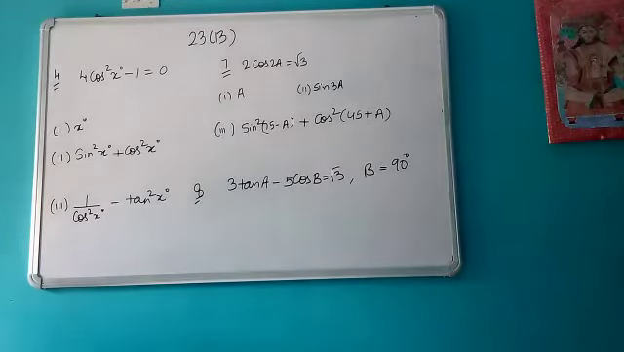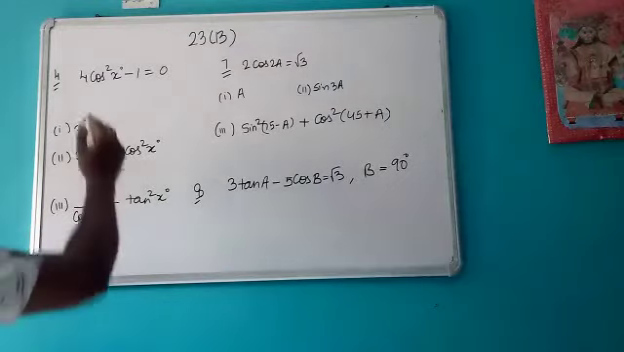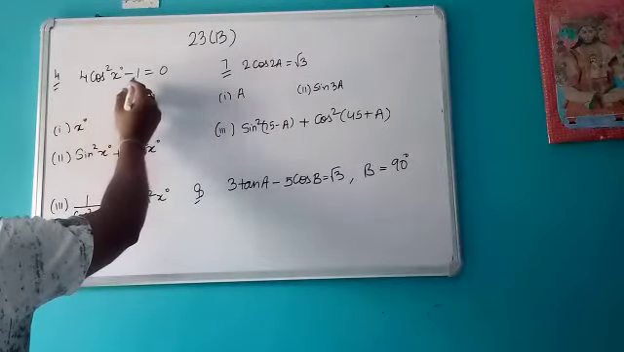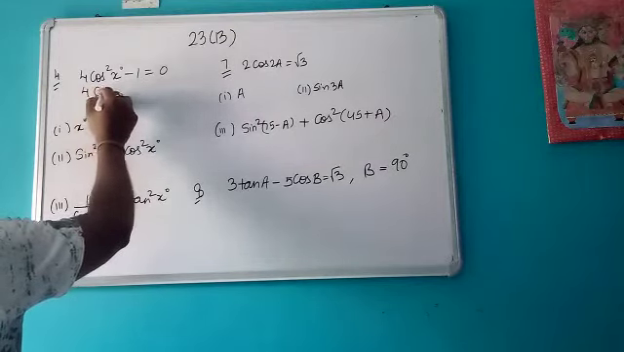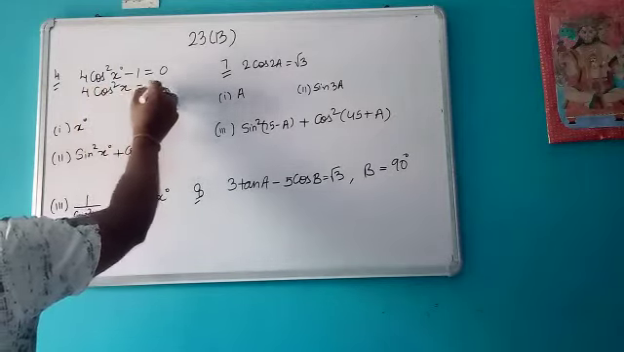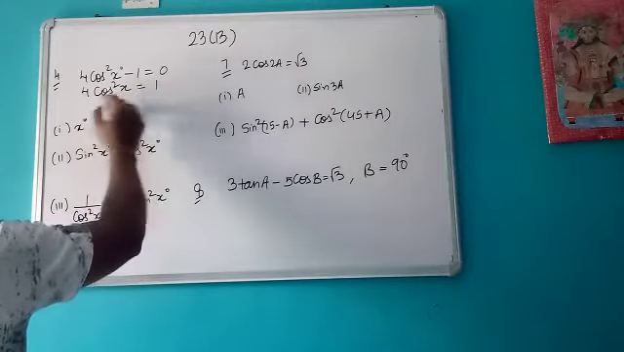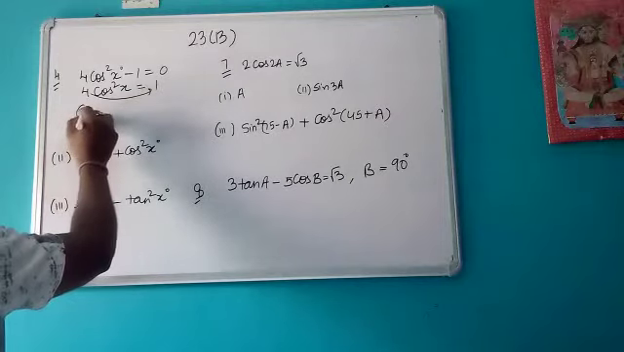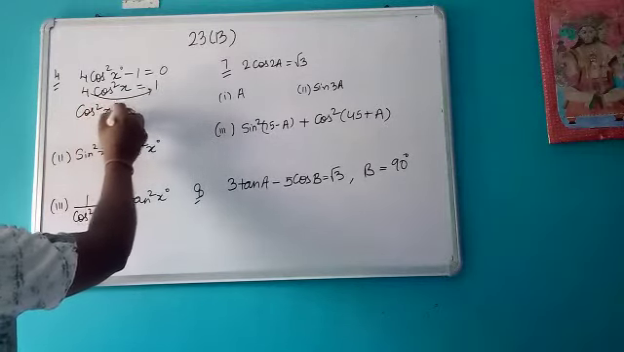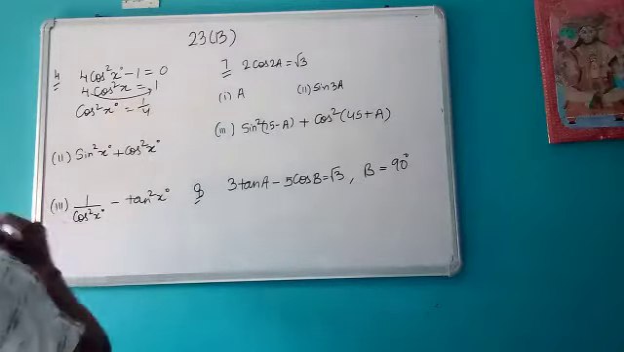Okay, let's discuss one more question of this exercise 23b. Suppose this is given: 4 cos square x degree minus 1 is equal to 0. So how do we solve? First, we will take this one there. Then this 4 will come here. So when 4 comes here, it becomes cos square x degree is equal to 1 by 4.